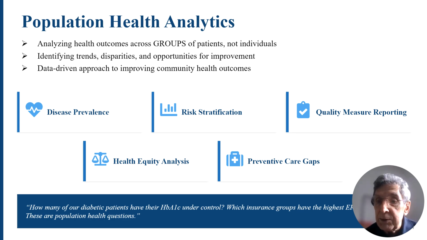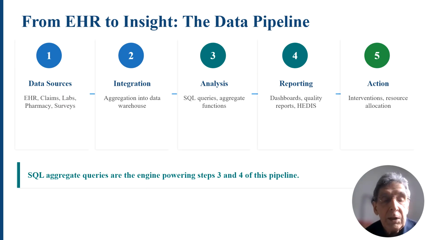Let's look at the quote at the bottom of this slide. It frames it well. Questions like, how many of our diabetic patients have their hemoglobin A1C under control? Or which insurance groups have the highest emergency room utilization? Are population health questions. They cannot be answered by looking at one patient record. They require aggregating data across your entire patient population, which is exactly what SQL skills from this week will enable.